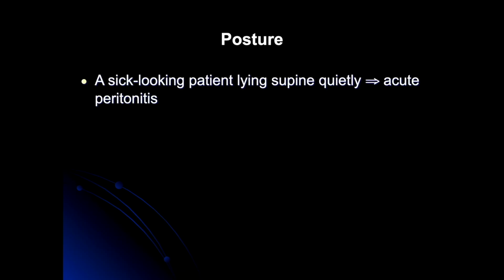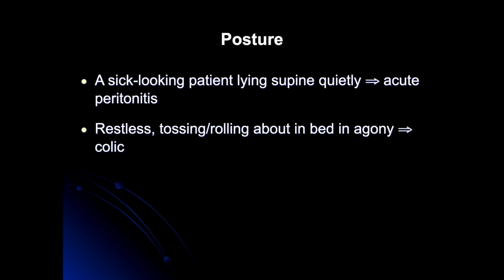Then see if the patient seems to have adopted a specifically preferred posture. An acutely ill patient lying supine quietly without making any unnecessary movements is likely to be suffering from acute peritonitis. A patient who is restless, tossing or rolling about in bed in agony, unable to find a comfortable position, suggests a colic.